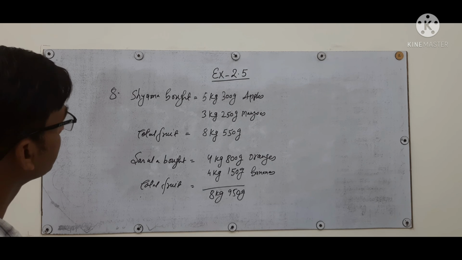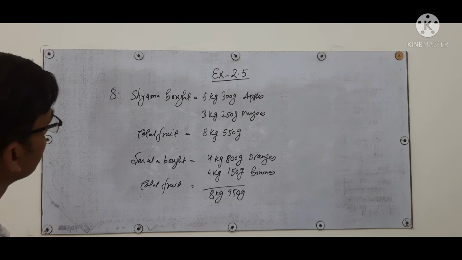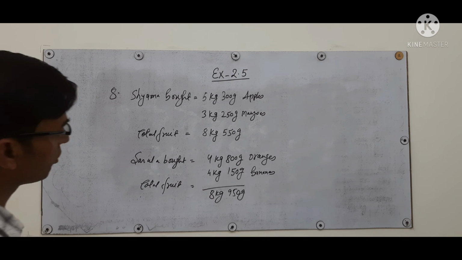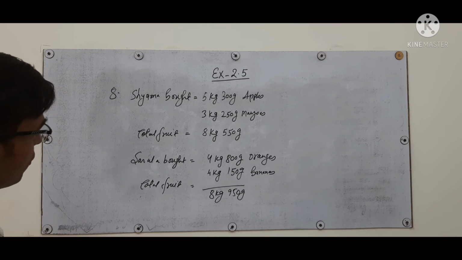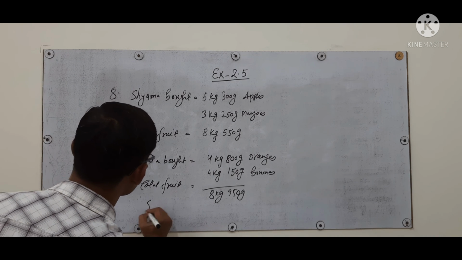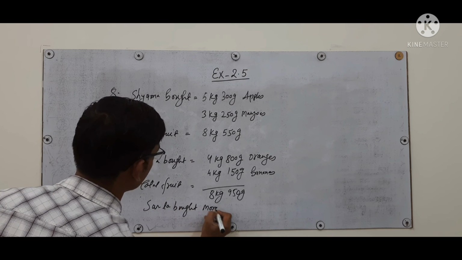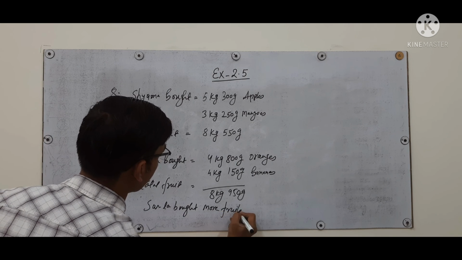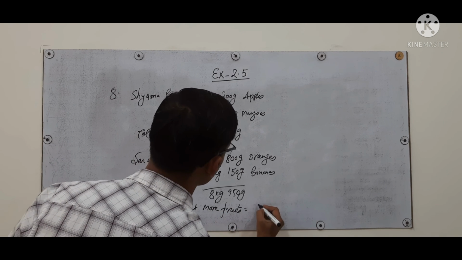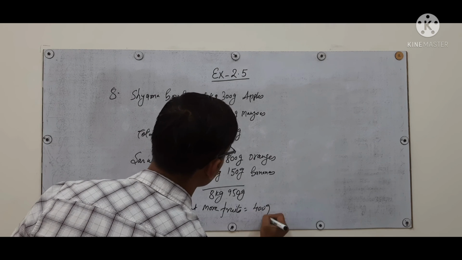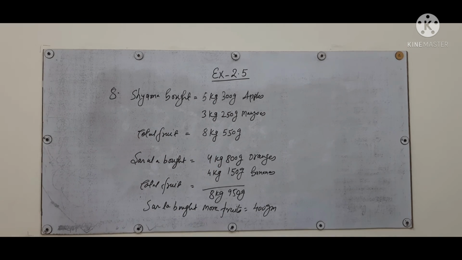So who bought more fruit? Yes, from here you can easily look. Sarla bought more fruits. Why? Because she bought 8 kg 950 and Shama bought 8 kg 550. So Sarla bought more fruits, equal to 400 grams. Sarla bought more fruits of 400 grams. Okay, so just note from here.